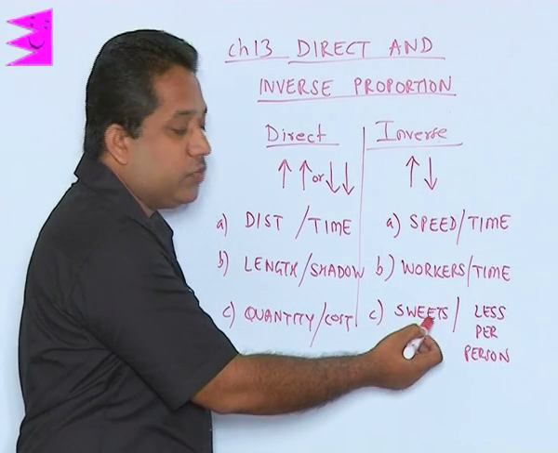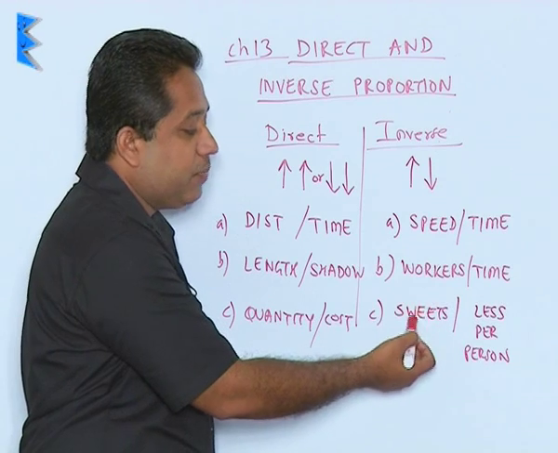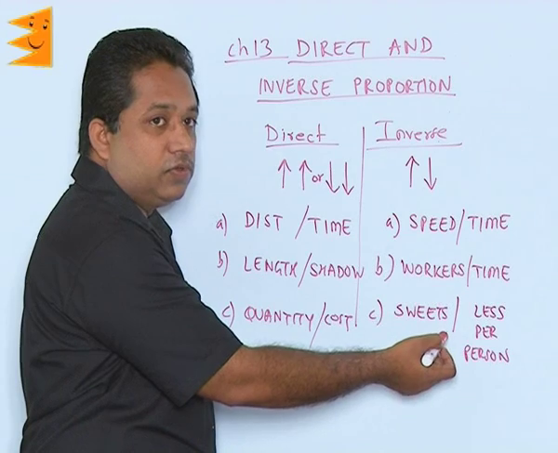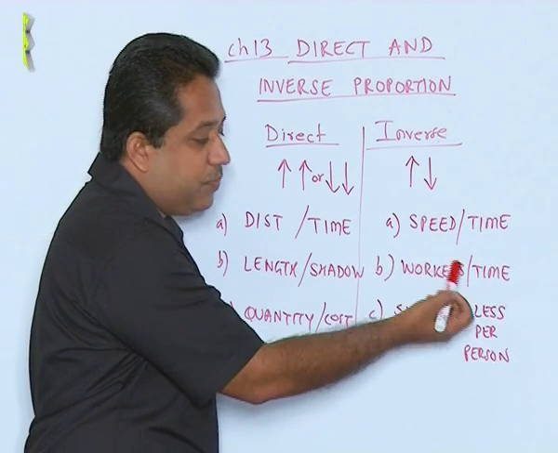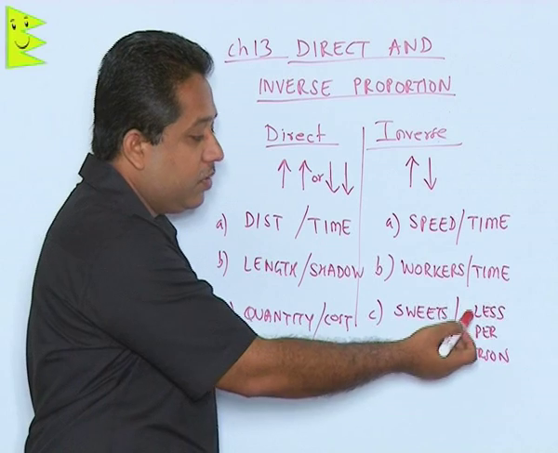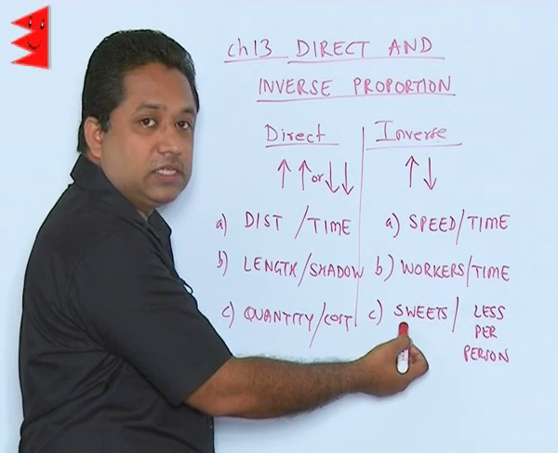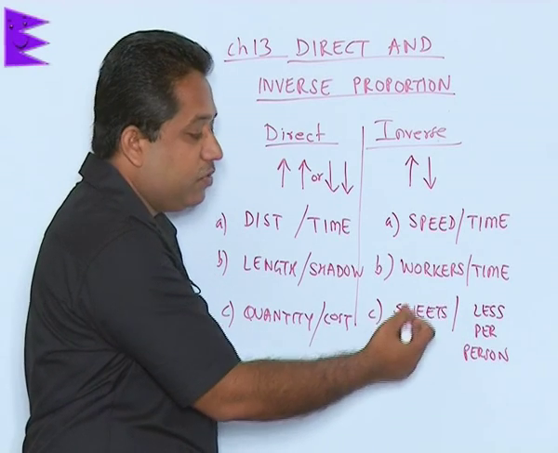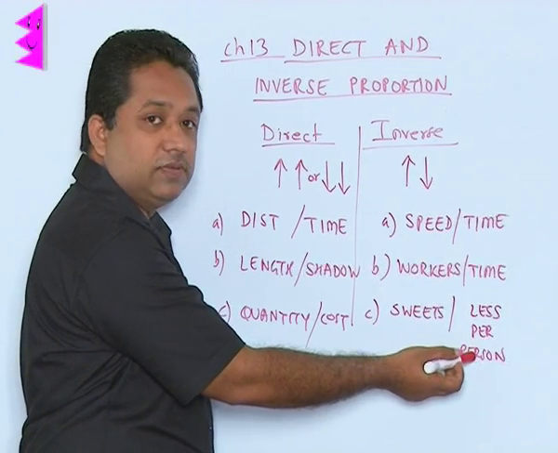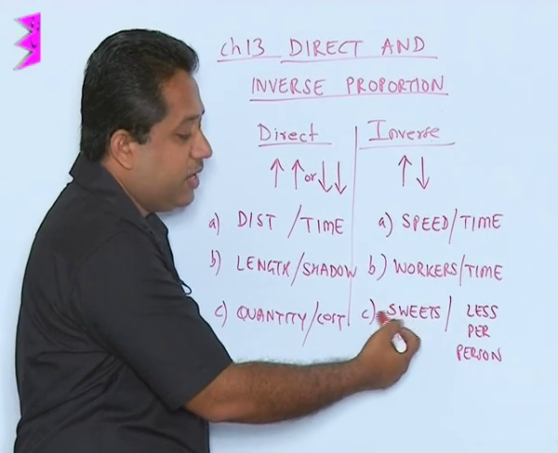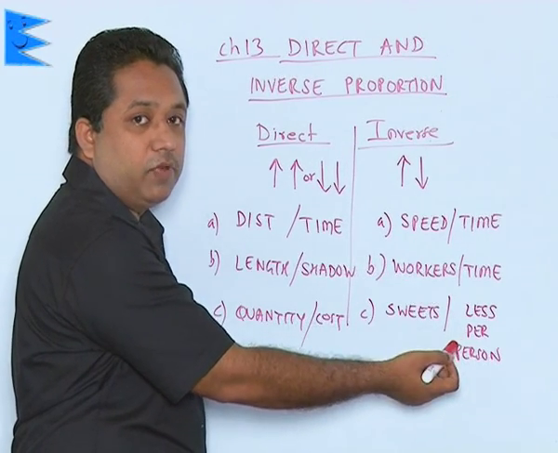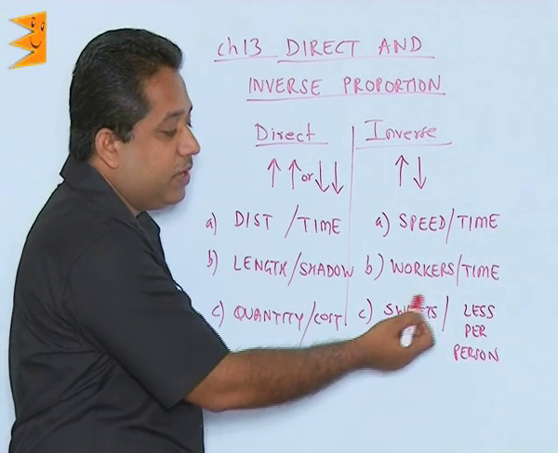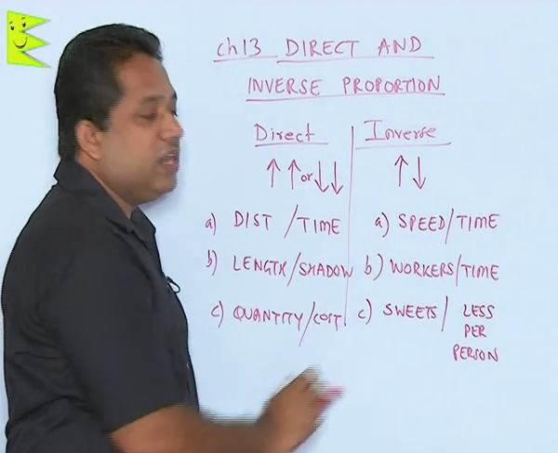Similarly, we are distributing sweets. Let us say we are distributing a packet of sweets to 10 people and then we are distributing it to 50 people. What happens when the number of people increases? Then the sweets per person will be less. So, we are having more people, then what is going to happen? The number of sweets that each person gets will be less. So, sweets or anything that is to be distributed among n number of people, the more the number of people, the share received per person will become less. So, these are examples of inverse proportion.